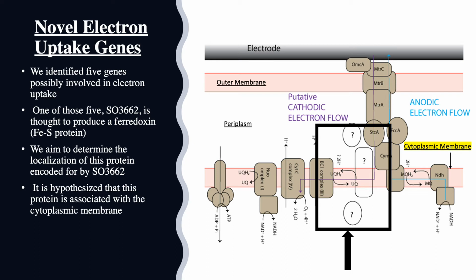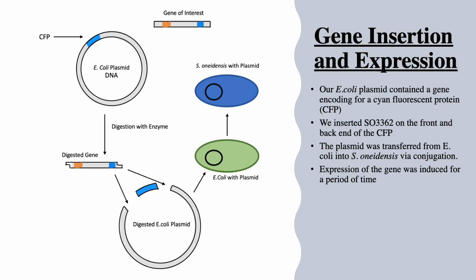My job was trying to determine the localization of this protein within the cell, and we hypothesized that this protein is located in the cytoplasmic membrane. To help us determine protein localization, we used an E. coli plasmid containing a cyan fluorescent protein, which will help us to locate SO3662 after we turn the gene on.